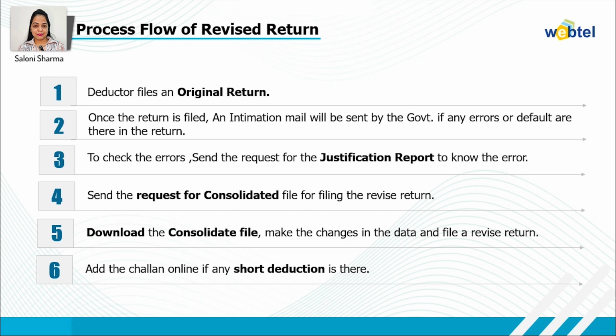And to file a revised return, the deductor needs to send a request for the consolidated file. Once the request for the consolidated file is sent on the Traces portal and the file is available, the user needs to download the consolidated file, make the changes in the data, and after that they will be able to file a revised return. And in case they want to add any challan, the challan addition will be done online on the Traces portal, in case any short deduction is there in the filed return. So this would be the process flow of filing a revised return.